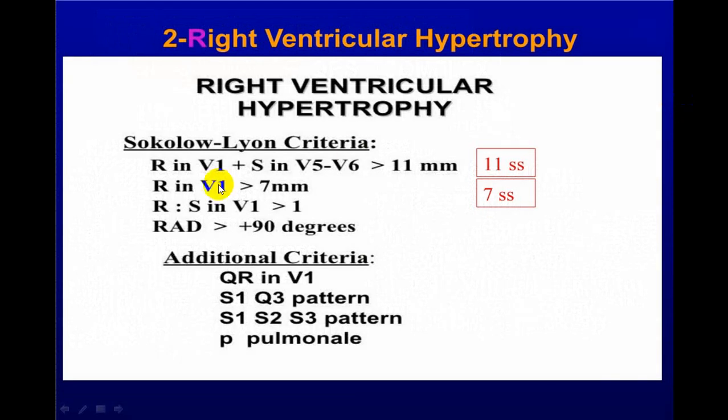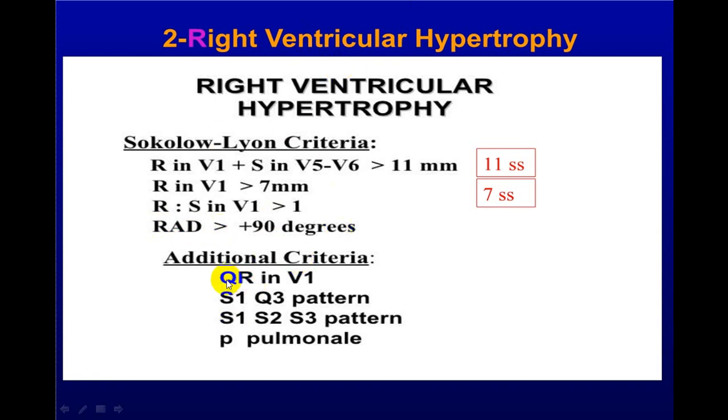Please go through. So this is that repetition again, what we have given you before, that R plus S of V1 and V5, V6 more than 11, R wave in V1 more than 7, R is bigger than S in V1, means ratio of R to S more than 1, and if a right axis deviation, it is in favor of right ventricular hypertrophy.